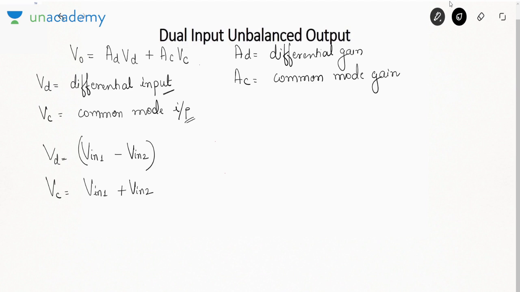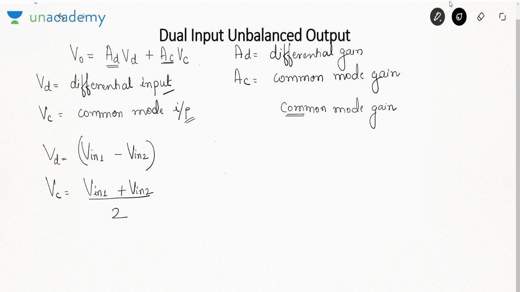Remember, differential input is the difference of two inputs and common mode input is the average of the two inputs. Now suppose I want to find these two gains, AC and AD. If I want to find the common mode gain, ideally this common mode gain should be 0. That means I don't want the noise to be amplified. I only want the difference to be amplified. So ideally common mode gain must be 0.